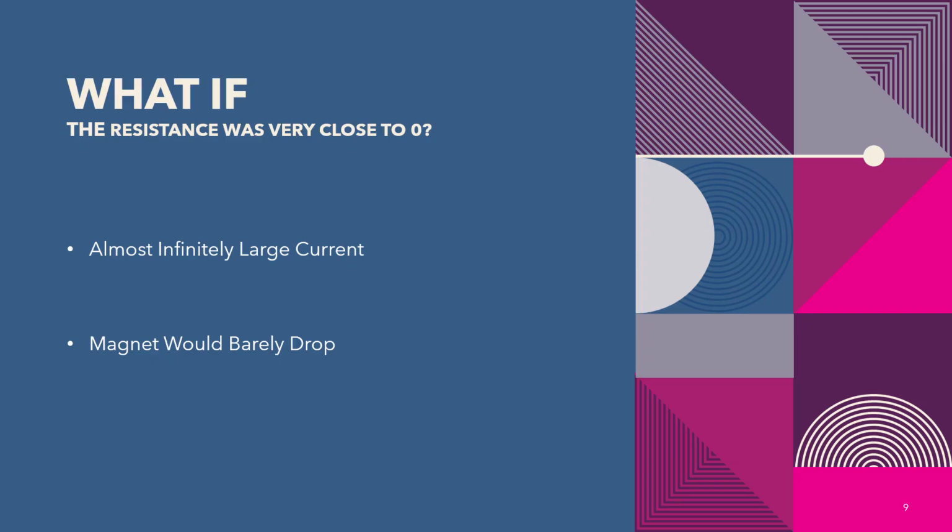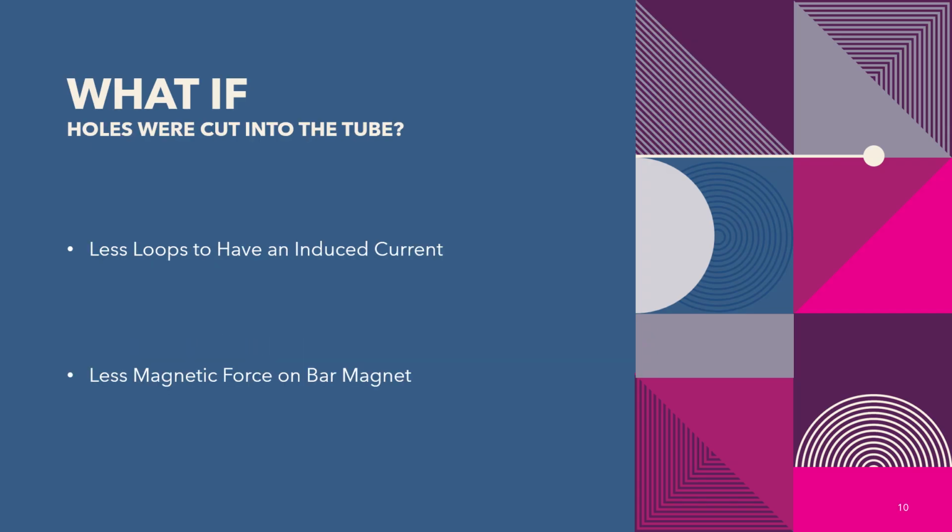What if the resistance was very close to zero? Well, if the resistance was very close to zero, in the equation I equals V over R, as the V term is held constant and the R term is brought to basically zero, I would grow almost infinitely large, which would in turn create an almost infinitely large magnetic field produced by the current, which would then in turn create an almost infinitely large magnetic force on the bar magnet, which would make it barely drop, or drop at an infinitely slow speed.